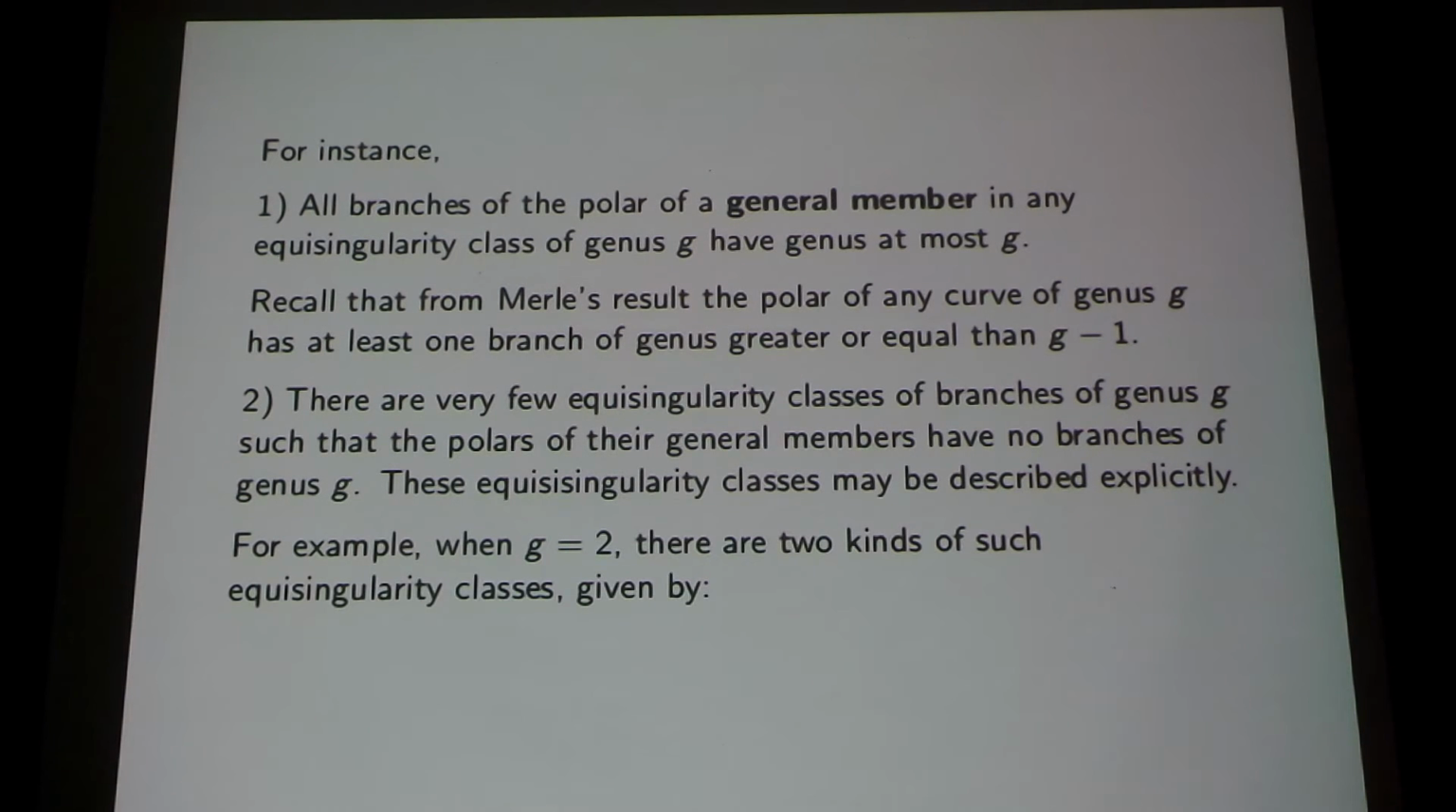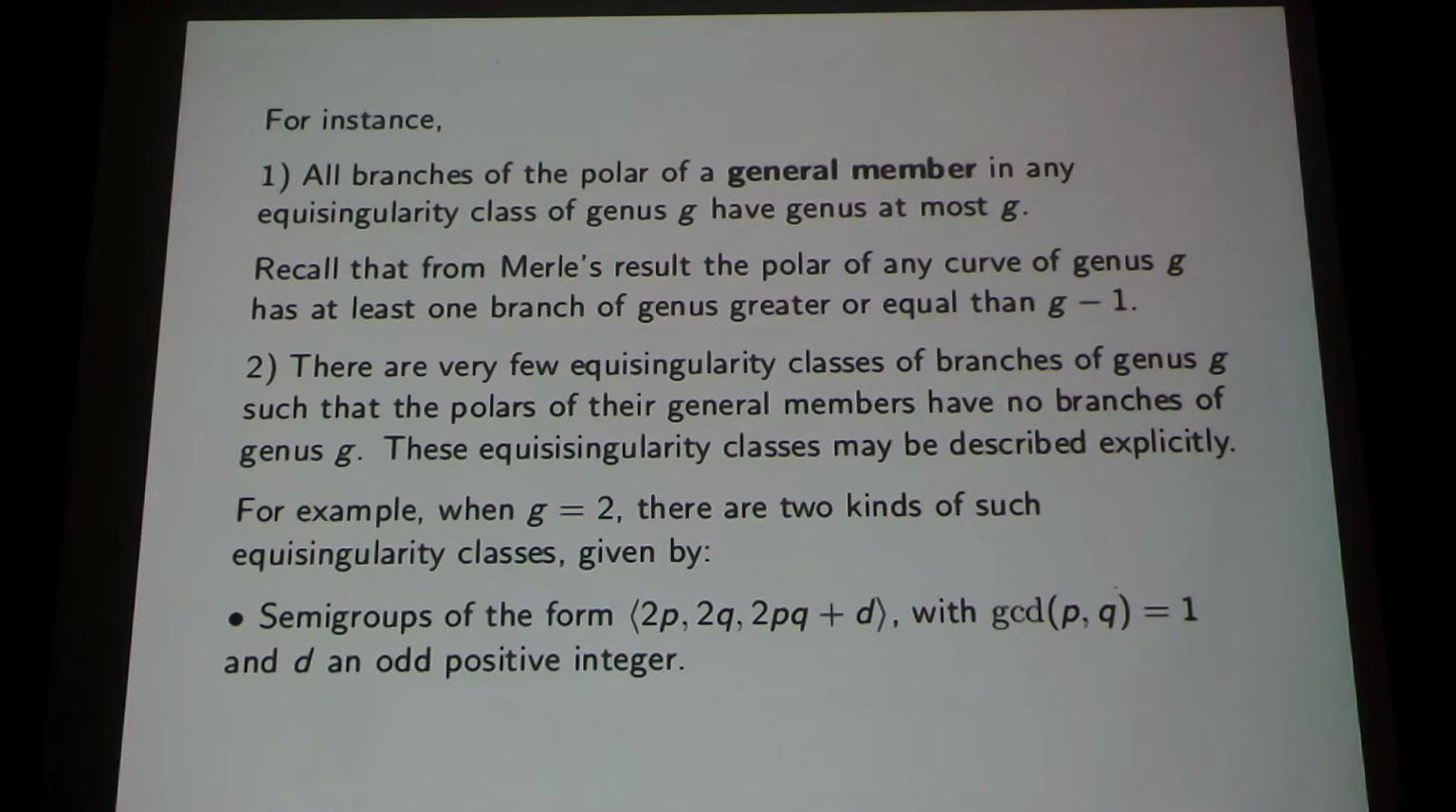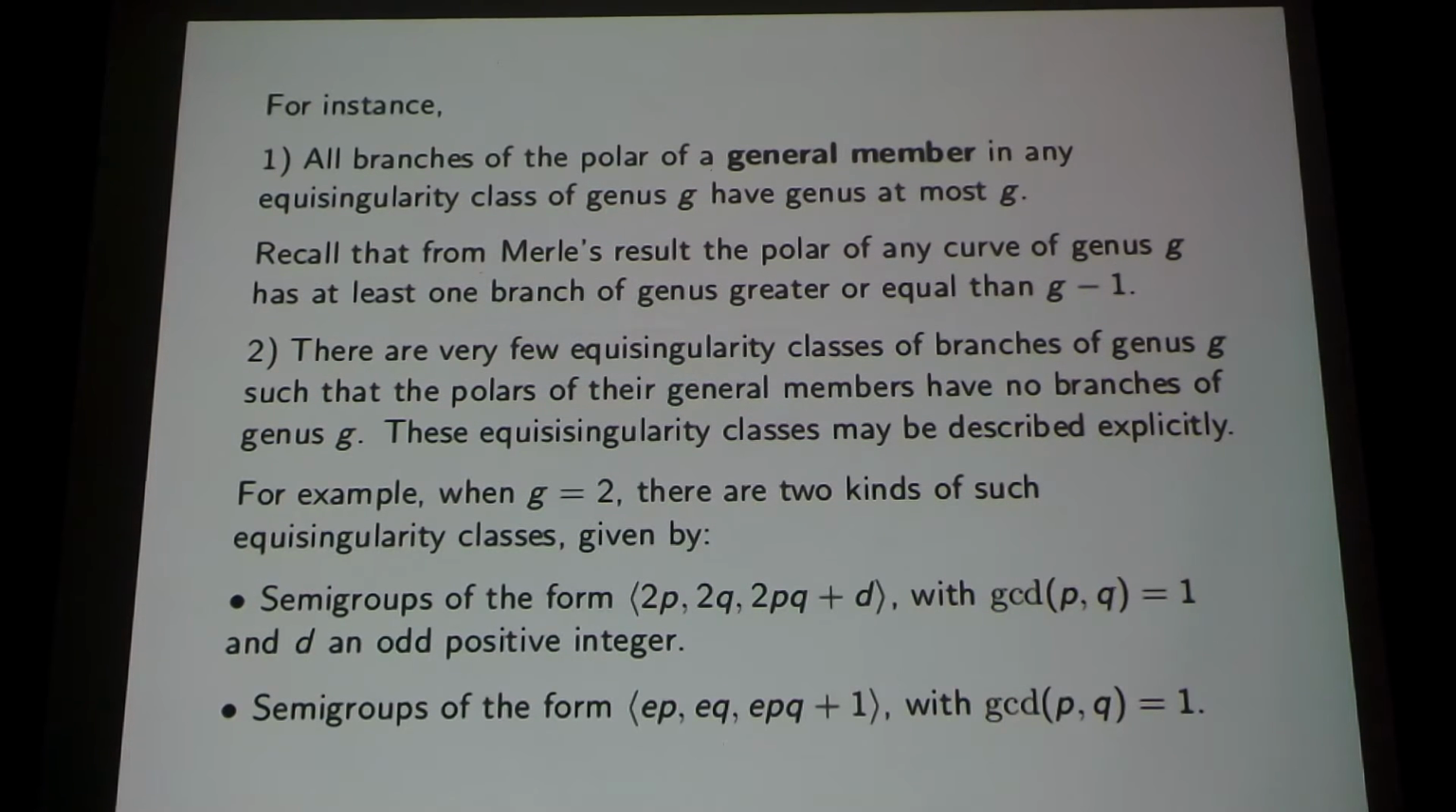So for example, when G equals 2, there are two kinds of such equisingularity classes given by semigroups of the form (Q, P, 2Q, 2PQ plus D). The people working with singularity of curves know this semigroup. And semigroups of the form (EP, EQ, EPQ plus 1) with GCD(P, Q) equals 1. So there is some intersection between the two families, you see, when E is equal to 2 and G equals 1, etc.